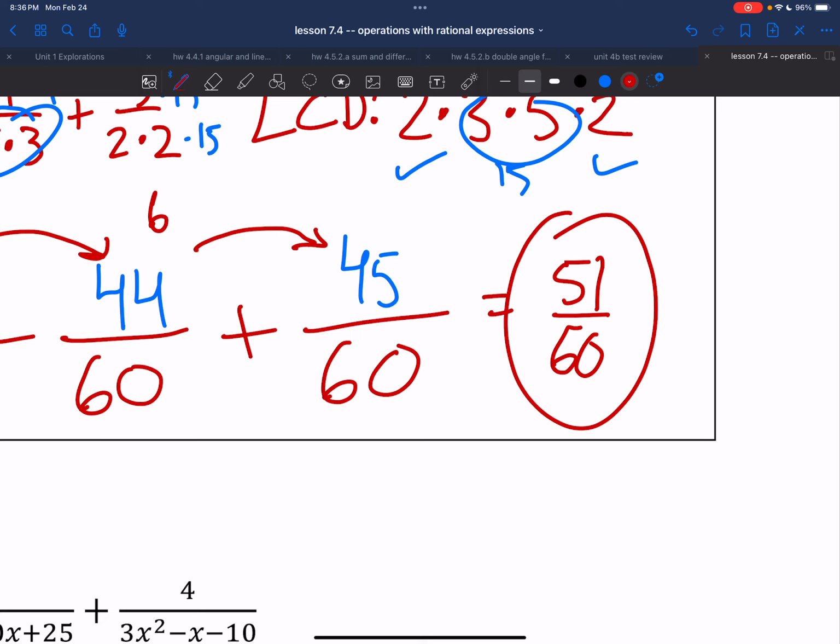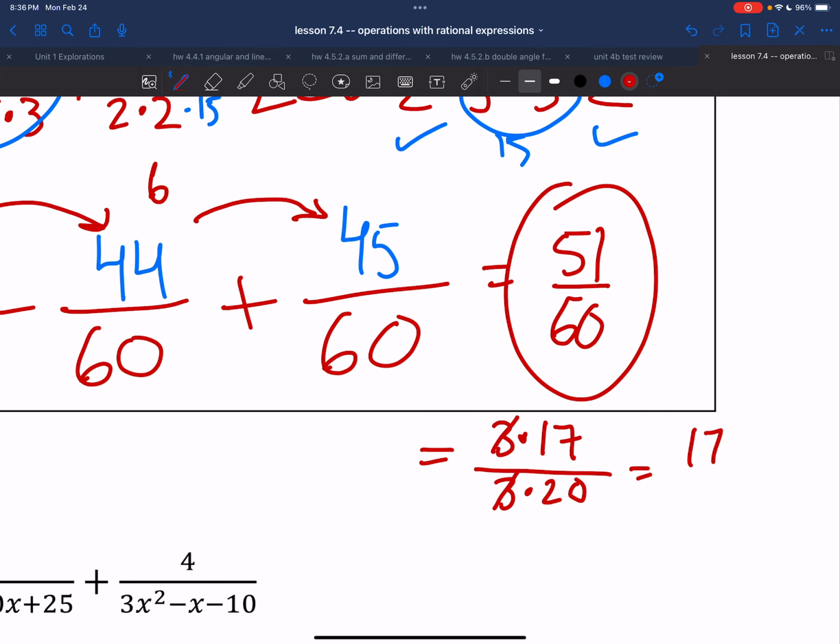By the way, with that 51 over 60, you should still see if that can be simplified. And actually it can. This was a little tricky. This is because 51 is a multiple of 17. That's 3 times 17 over 3 times 20. So the 3s cancel. This fraction simplifies completely to 17 over 20. 51 over 60 is a correct answer, but 17 over 20 is the preferred answer because it's fully simplified.